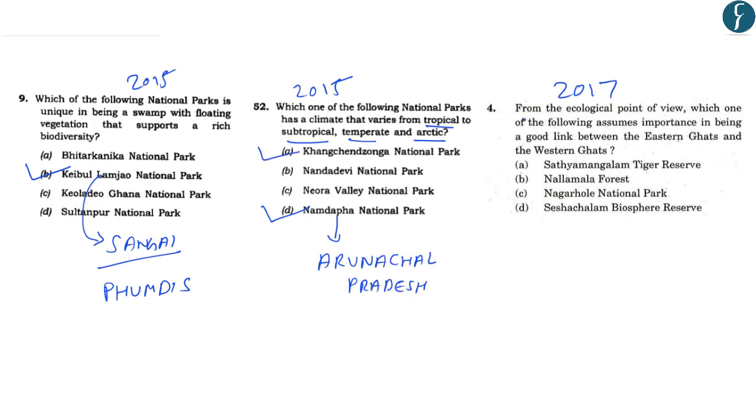The question that was asked in 2017 read, from ecological point of view, which one of the following assumes importance in being a good link between Eastern Ghats and Western Ghats? The correct answer in this case is Sathyamangalam Tiger Reserve. With this, let us move on to the next article.